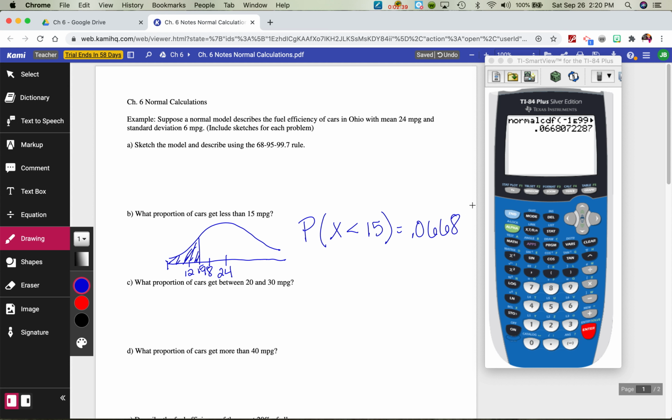And if you compare this to your z-score answer, now you might find on some of them that they're off just a tiny bit because of rounding on the z-scores. This is actually more accurate.